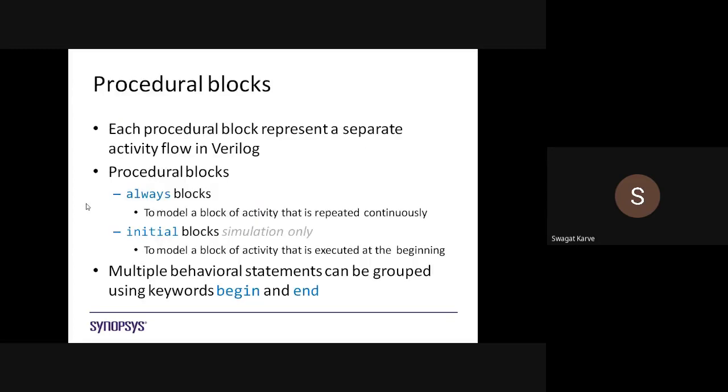Now the next subtype of that is the concurrent block and procedural blocks. See, remember the flow. First type is concurrent blocks. Concurrent blocks means what?